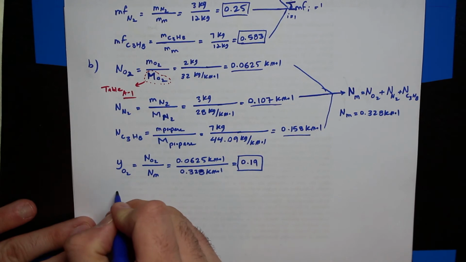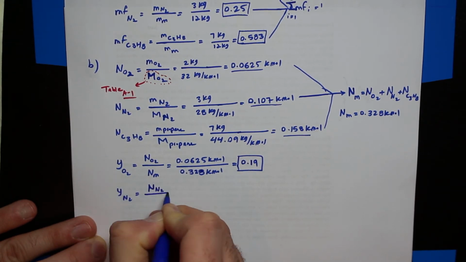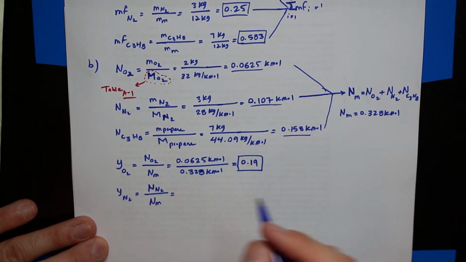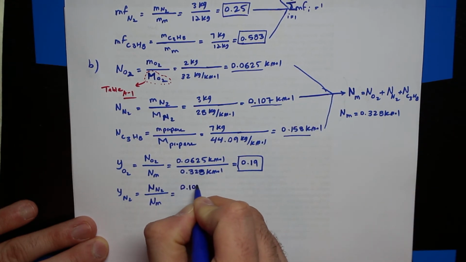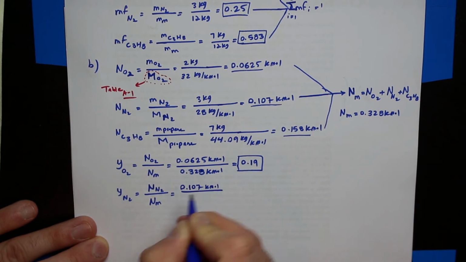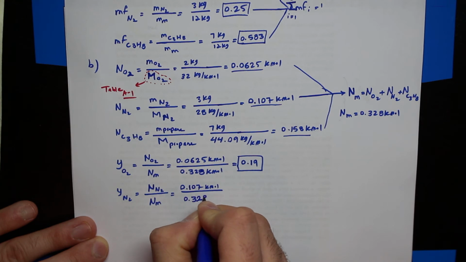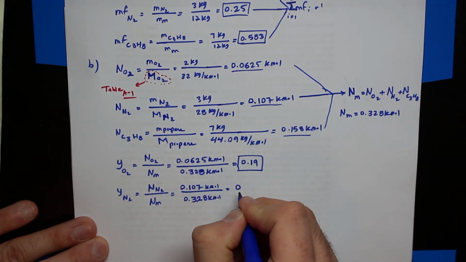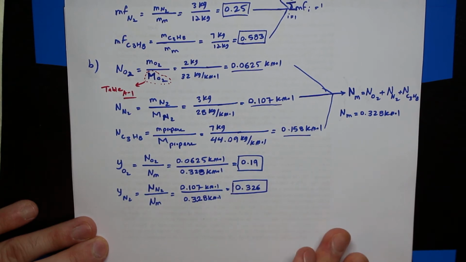Similarly, I do mole fraction for nitrogen, and that will be the number of moles in nitrogen divided by the total number of moles we have within the system. For nitrogen, we have this much of moles, let's say 0.107 kilomole, and the total number of moles that we have is 0.328 kilomole. That gives a mole fraction of 0.326. This is another answer for part B.